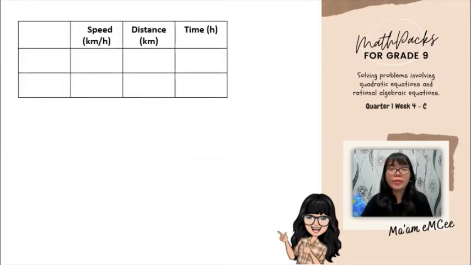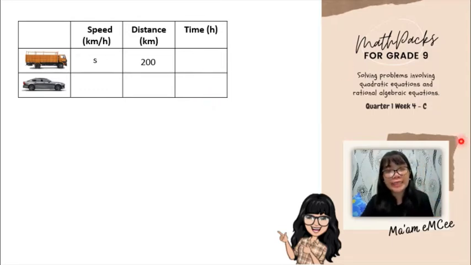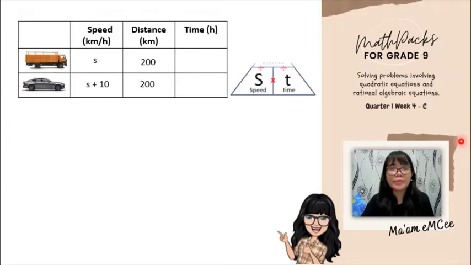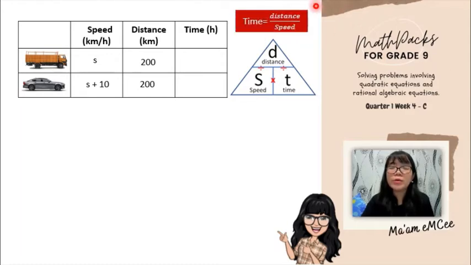So again, we will be needing this table to put all our given values and our unknown values. So our speed is in kilometers per hour, our distance is in kilometers, and our time is in hours. So the truck traveled a distance of 200 kilometers, and we have represented its speed to be S. And then the car also traveled a distance of 200 kilometers, and we have represented its speed to be S plus 10. We will also be needing this formula wherein time is equal to distance over speed, because we will be getting the representation for your time. So again, time is equal to distance over speed.